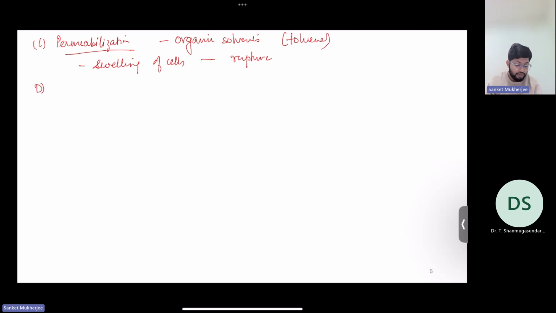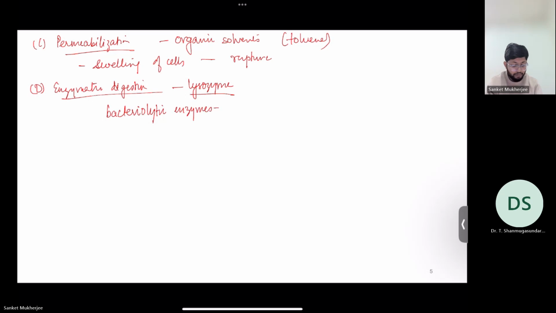Then we can obviously go for enzymatic digestion by using enzymes. Lysozyme is used, which is commercially available. Other bacteriolytic enzymes are glycosidase, N-acetylmuramyl-L-alanine amidase.